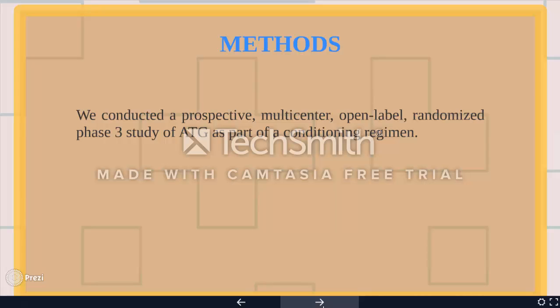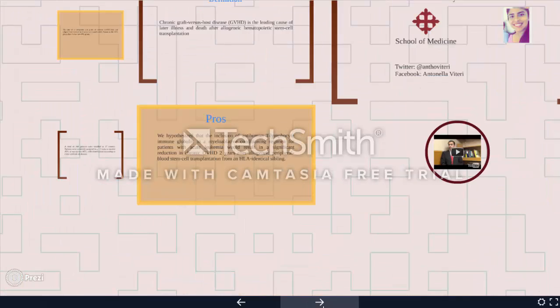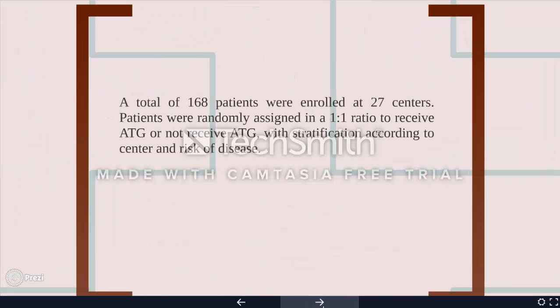Methods: we conducted a prospective multicenter open-label randomized phase 3 study of ATG as part of a conditioning regimen. A total of 168 patients were enrolled at 27 centers. Patients were randomly assigned in a 1-to-1 ratio to receive ATG or not receive ATG, with stratification according to center and risk of disease.